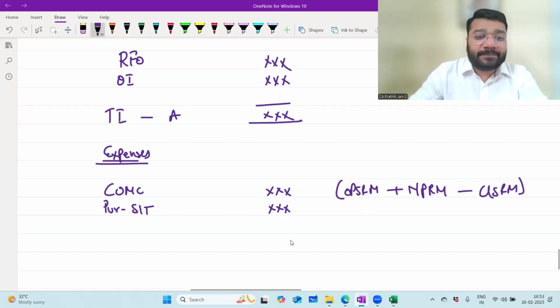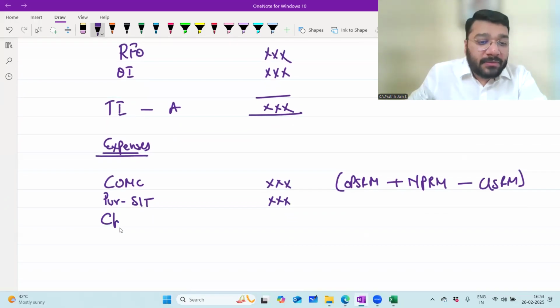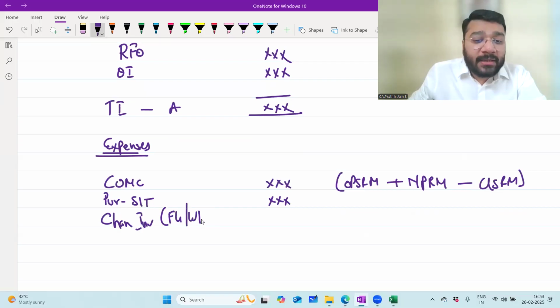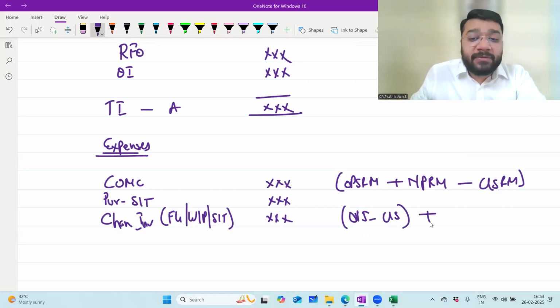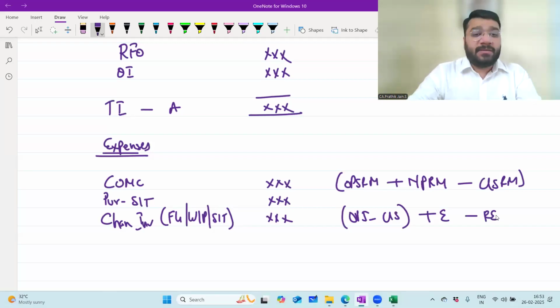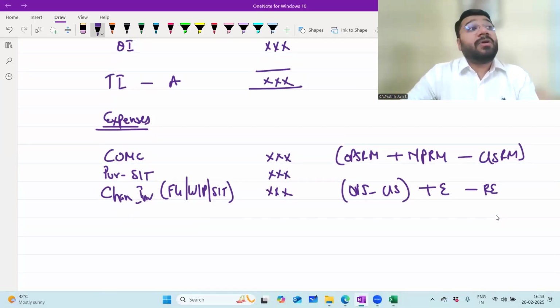Very good. Then changes in inventory. Changes in inventory of what? Finished goods, work in progress, and stock in trade. The formula for this is opening stock minus closing stock. If the answer is positive, it is an expense. Negative means reversal of expense. The breakup of all these items, where will you give it? In the notes to accounts.